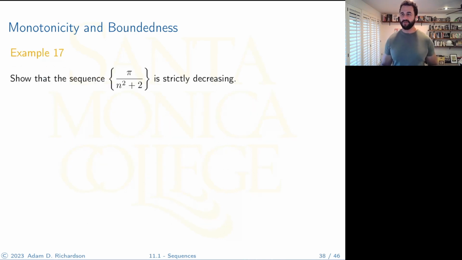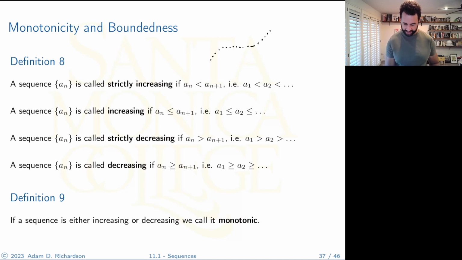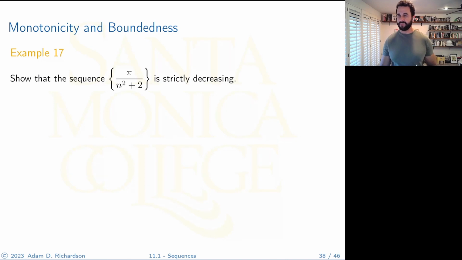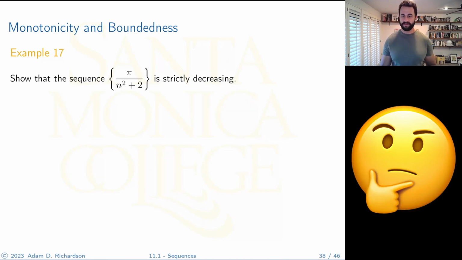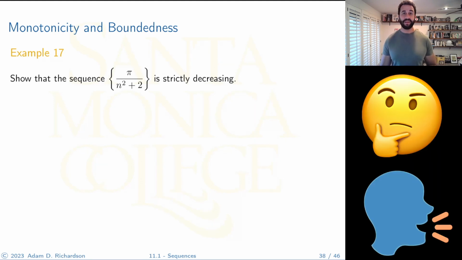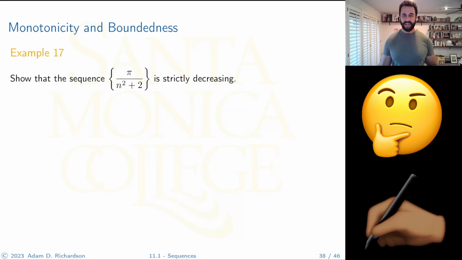So let's look at an example. And this one I want you to think about before we talk about it together. Show that this sequence is strictly decreasing by definition. So what you need to do is this. You need to show that this is true. So this one, think about it for a minute. Think about how you might approach it. Now say something out loud about how you would approach it. And then go for it.